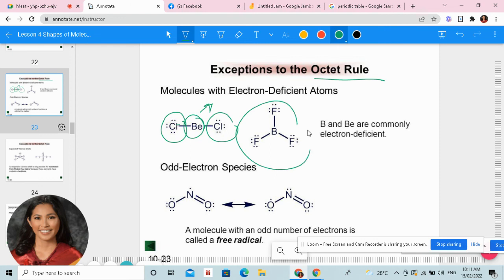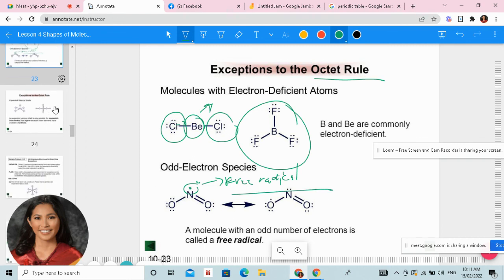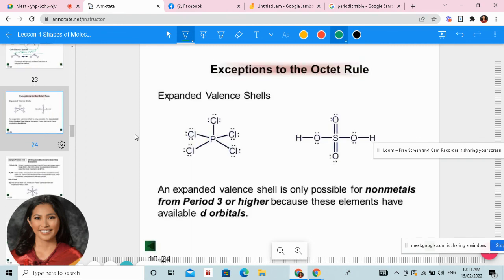We also have the boron. Then we also have this nitrogen. Now, as you can see here, there is an odd electron. So there is no pair, we have one electron. Now, we call this one a free radical. Free radicals are very reactive. They react readily, they keep looking for another electron.